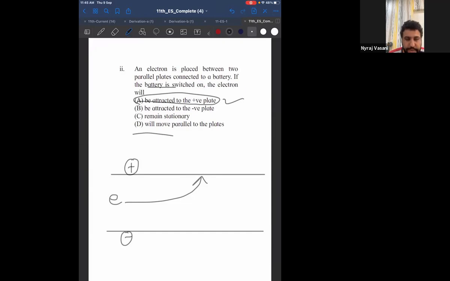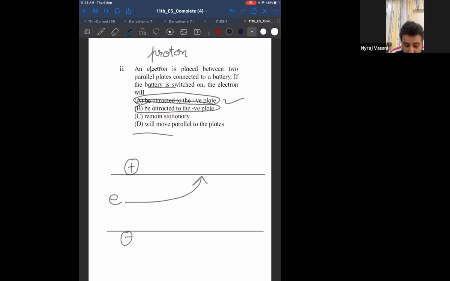Now let me change the question. Instead of electron, I will use the word proton. Then tell me what will happen. If instead of electron, I use the word proton, then tell me what will happen. Then can I say the answer will be B? It will be attracted to the negative plate. Because proton is positive, it will get attracted to the negative plate.